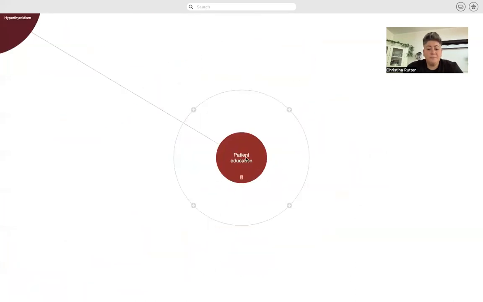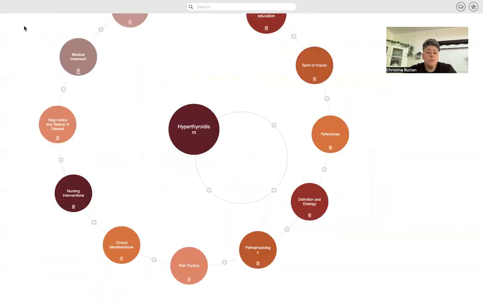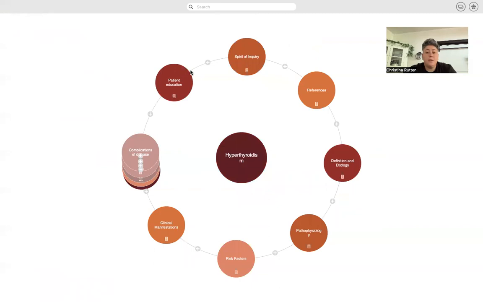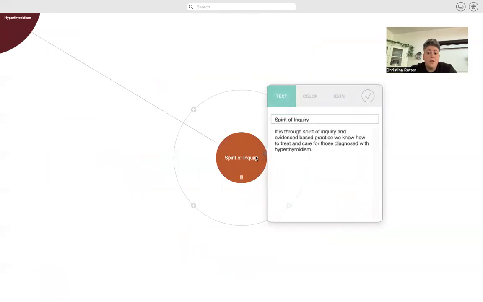Patient education. You should educate the patient on when and how to take the prescribed medication and the role that the medication plays in their treatment. Unfortunately, this disease will require long-term therapy.